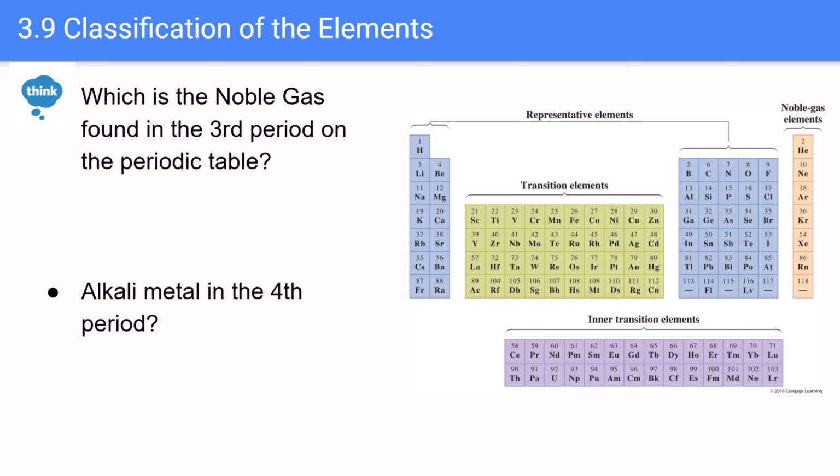What is the noble gas found on the 3rd period of the periodic table? The 3rd period is that sodium period going across, and then the noble gas that's going to be found there is going to be argon. The alkali metal in the 4th period, again, alkali metal is that first group on the periodic table. 4 periods down, you're looking at potassium.